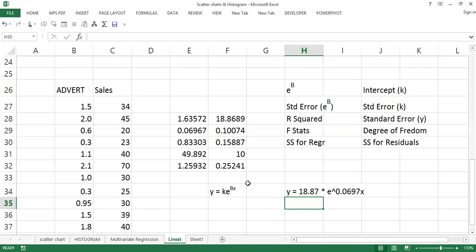Okay. But there's something I want you to see here. This value is this. So if this value, 1.63572, is e to the power of b, what is b then? Because this is what you are trying to express now. So you need to get the value for b.